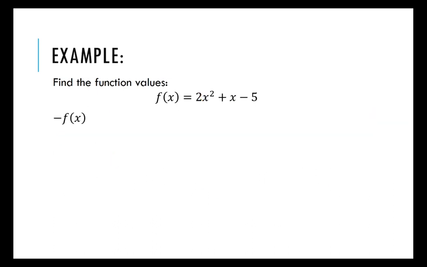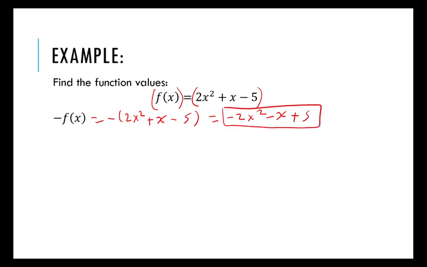Finding more function values. Now notice that I have negative f of x. Well, negative f of x is really just a negative in front of the entire function. And so if this is all of f of x, that's what this is. Just put a negative in front of it. Negative 2x squared plus x minus 5. Distribute. This is then negative 2x squared minus x plus 5.